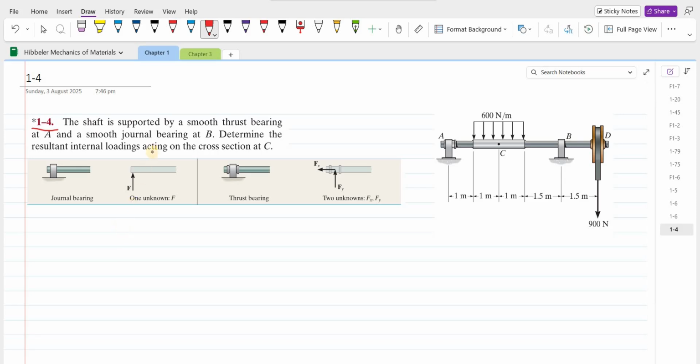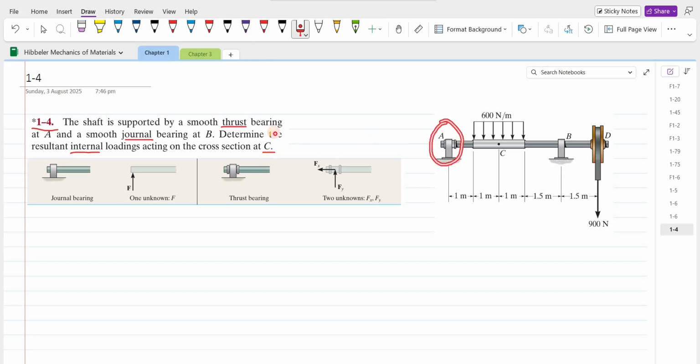According to this problem, the shaft is supported by a smooth thrust bearing at A and a smooth journal bearing at B, and we have to determine the resultant internal loadings acting on the cross section at C. So to solve this problem, first of all we have to draw the free body diagram of this shaft.